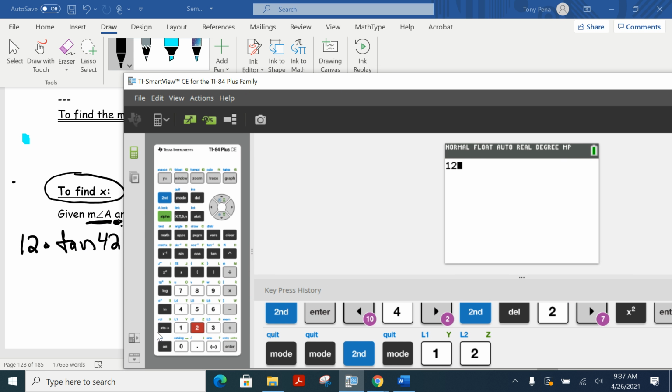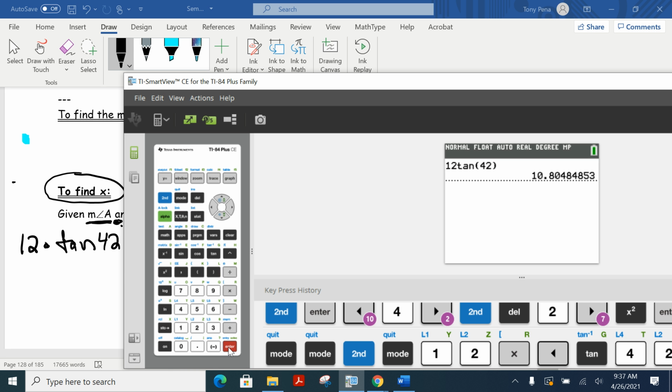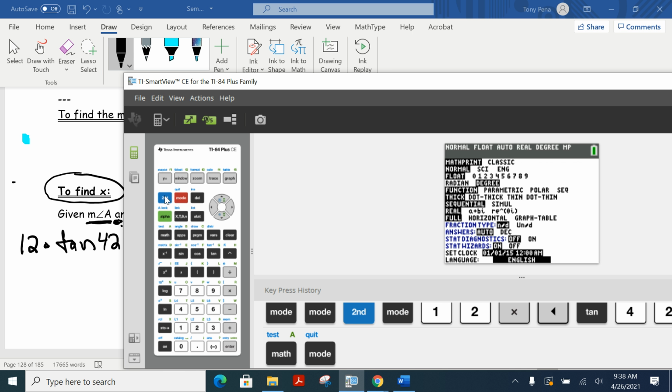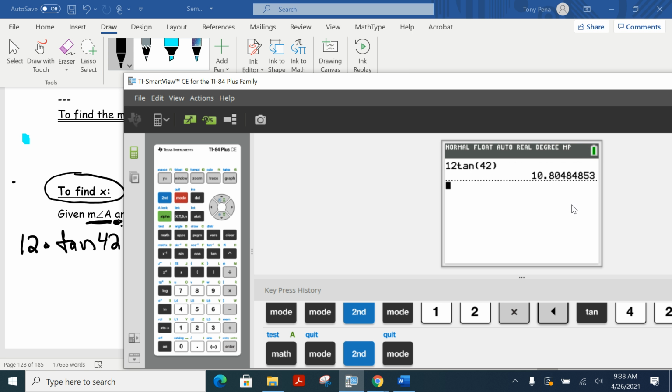12 times the tangent of 42. You can hit the times if you want to, but it's not necessary. The calculator knows that if you put a number next to the tangent of 42, it's a multiplication operation. Hit enter. Let me make sure I'm in degrees, because on the calculator we've got to be in degrees. Yeah, so we should be good. So that should be your answer.